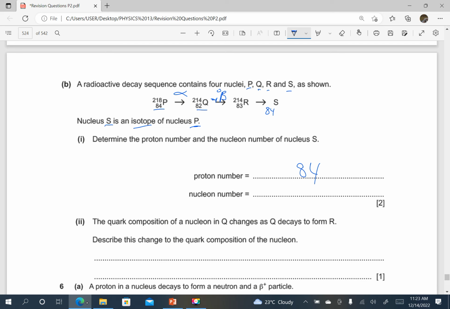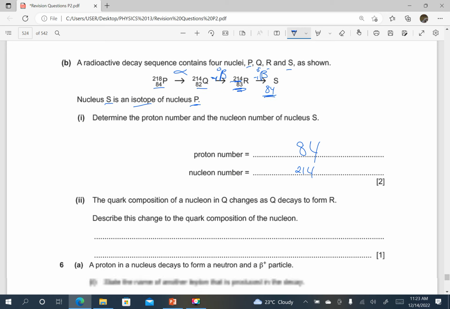And of course, we can predict the nucleon number. The only particle this will emit so that the proton number becomes 84 must be beta minus. And therefore, this nucleon number is going to be the same as this one, 214. Therefore, this is going to be 214 because it has emitted another beta minus for the proton number to be 84. So the nucleon number is 214, although the proton number is the same as that of P.